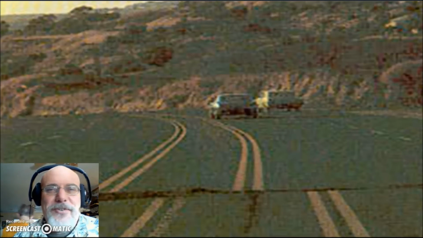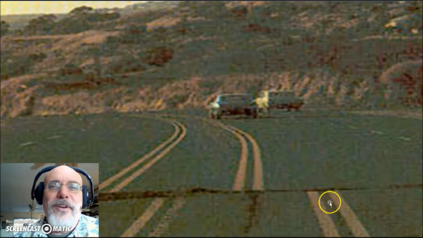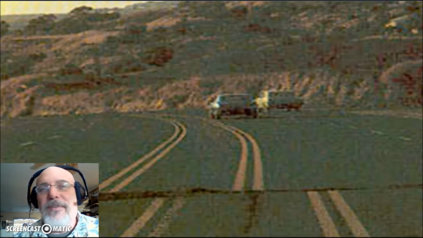Okay, this is a neat picture. Take a look at it. You can see the very different shifting of the lines. Here's a highway. This line used to be over here, and they shifted several feet over.